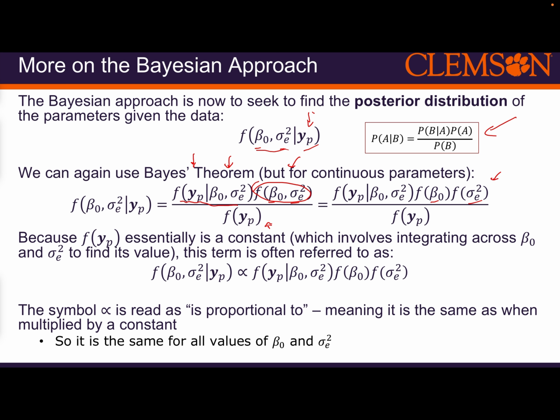And now we can remember that this distribution of beta 0 is normal. So we could use its likelihood function for it, normal likelihood. And the distribution of sigma squared error is uniform. And that uniform likelihood is also pretty easy to use.